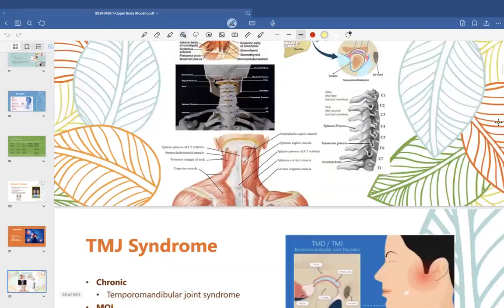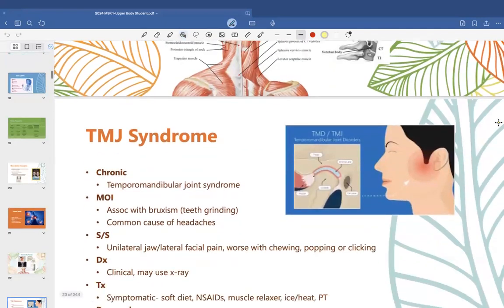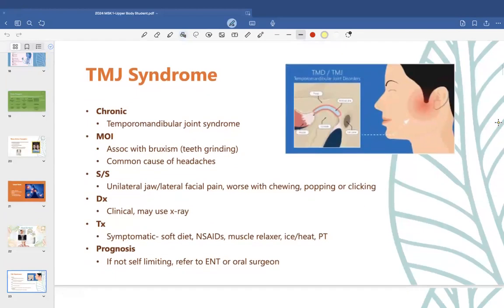TMJ, there's one slide on TMJ. This is really a dental thing. A lot of dentists focus on TMJ. This is again, chronic. So as you look through pretty much all of my slides for MSK, you'll see the same layout. Is it acute or chronic? What's the mechanism of injury? Classic signs, symptoms, how to make the diagnosis, treatment, prognosis. That's going to be the repetitive theme as we go through here, all right?